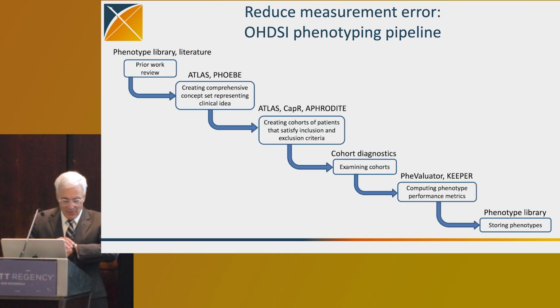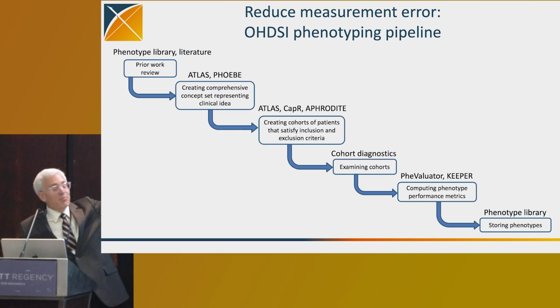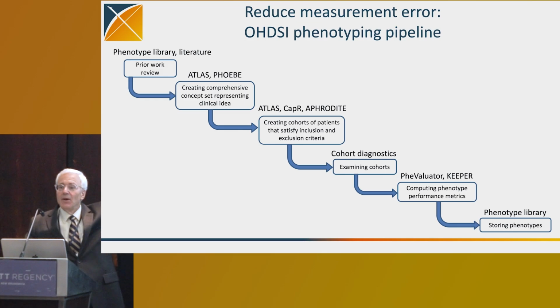So we do that with the Odyssey pipeline, shown here, where we review prior work, we figure out what concepts we want to use, we then engineer the phenotype logic definition, and then we do diagnostics to see how well we did, and then if it works, we store it in the library. So I'm just going to go through that for a few slides, and that'll be the end of my section.